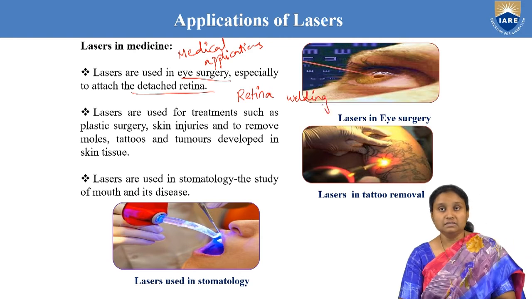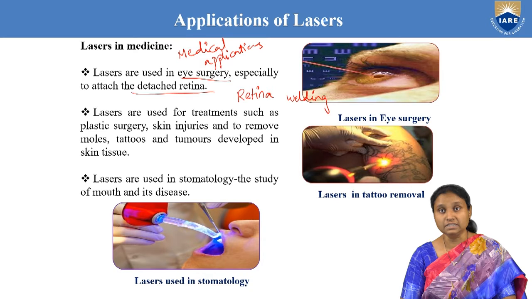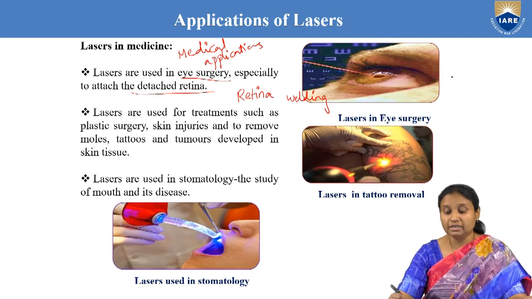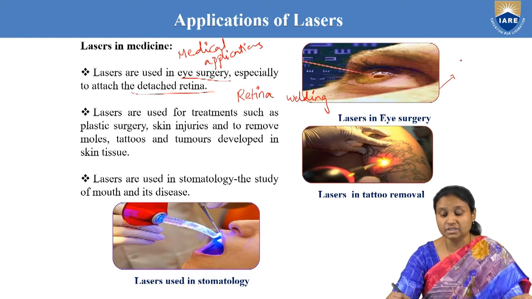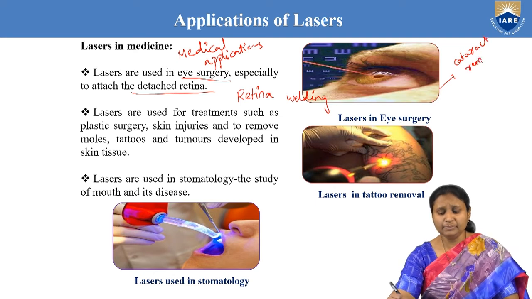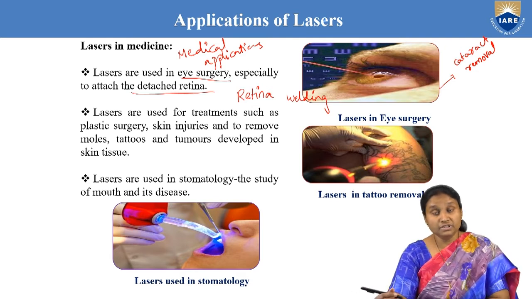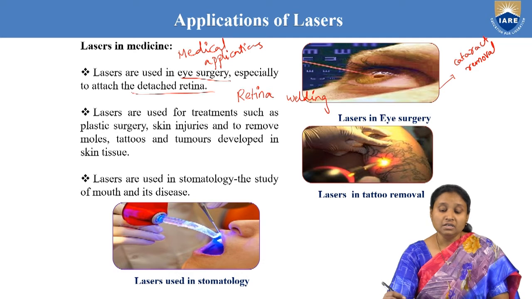So using laser, suppose by some accident the retina is torn, then we can attach it using our laser light. So this is one application which is used in eye surgery. And apart from that, when we are talking about treatment of laser for eye surgery, we can also go for cataract removal. Generally, elderly people have formation of a thin white layer which affects eyesight. That removal can also be done using this laser light.